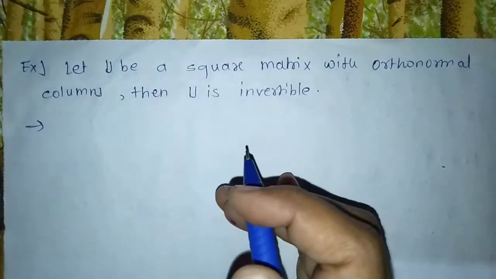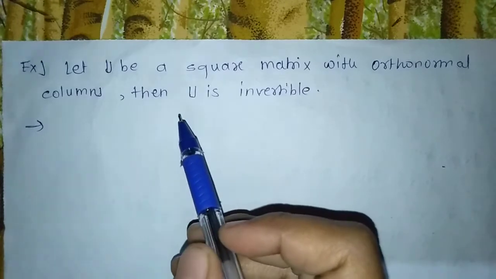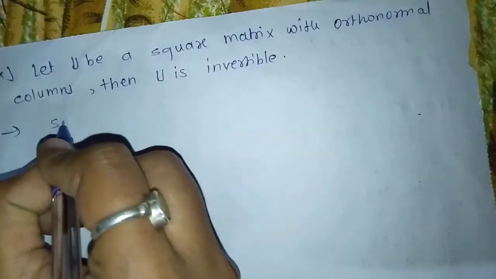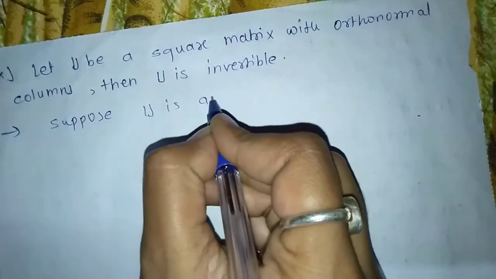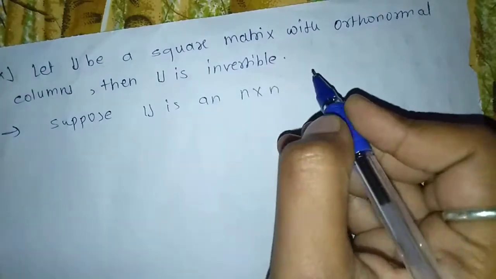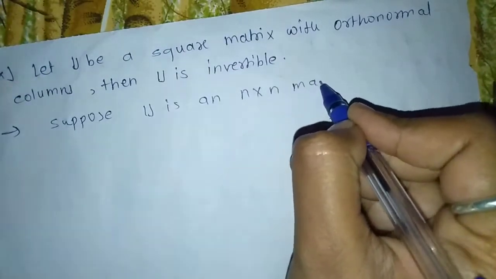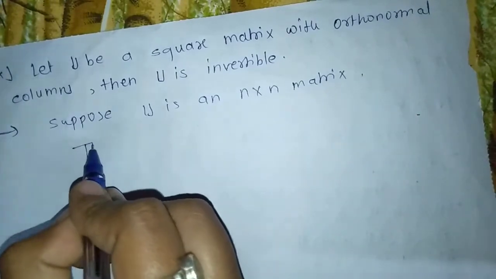Hello students. Next example. Let U be a square matrix with orthonormal columns, then U is invertible. Suppose U is an n by n matrix because U is a square matrix. So here we take U is an n by n matrix. The columns of U are orthonormal.